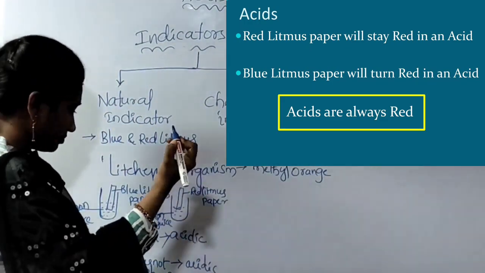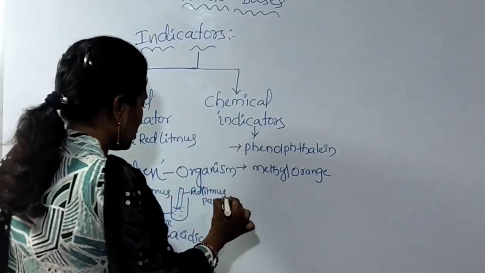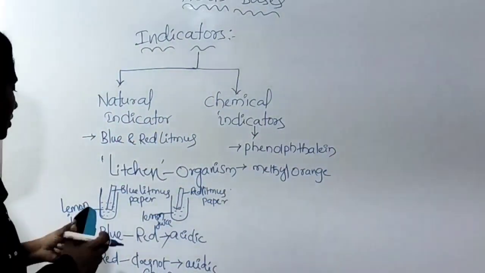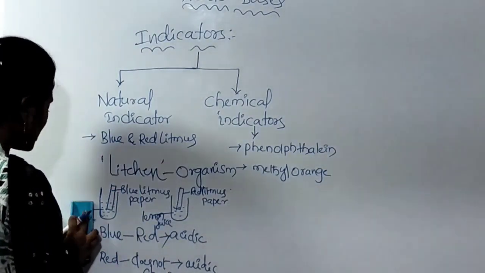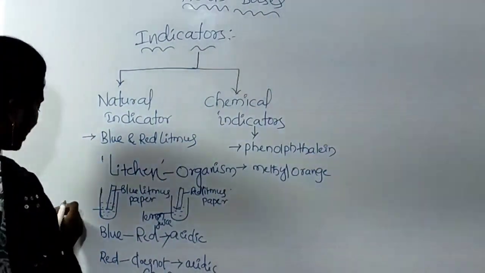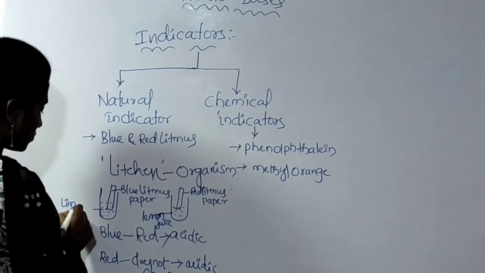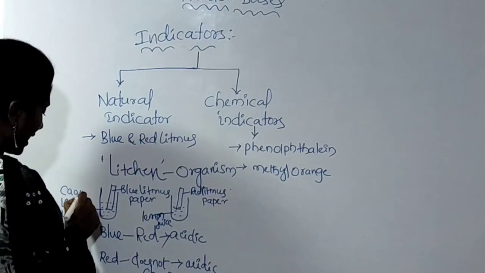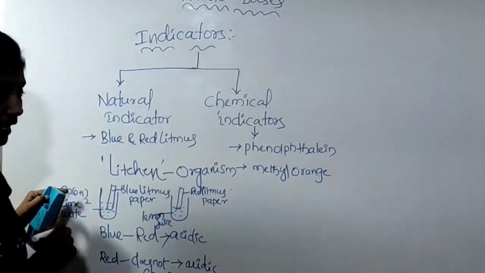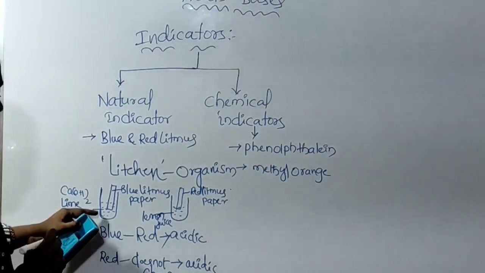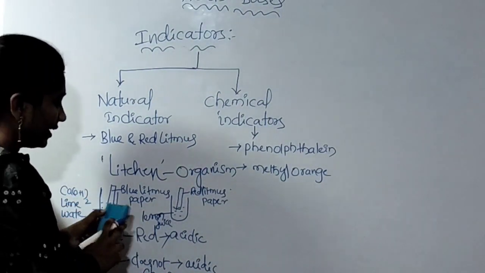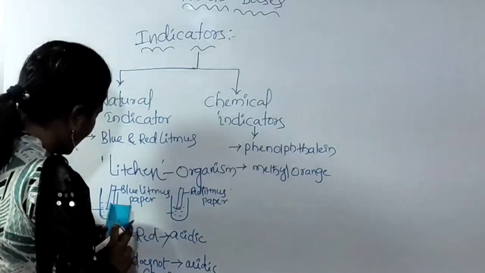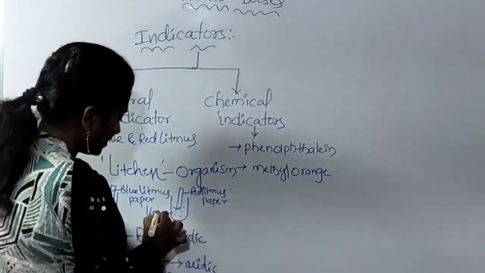Then what about a basic solution? You just take a basic solution. Let me write it for you. Imagine it is a solution of what? Now here I have taken lime water. Lime water in the sense what? Calcium hydroxide, I have already told you. Its chemical formula is Ca(OH)2. So here I have taken lime water. Here I am going to write the lime water.